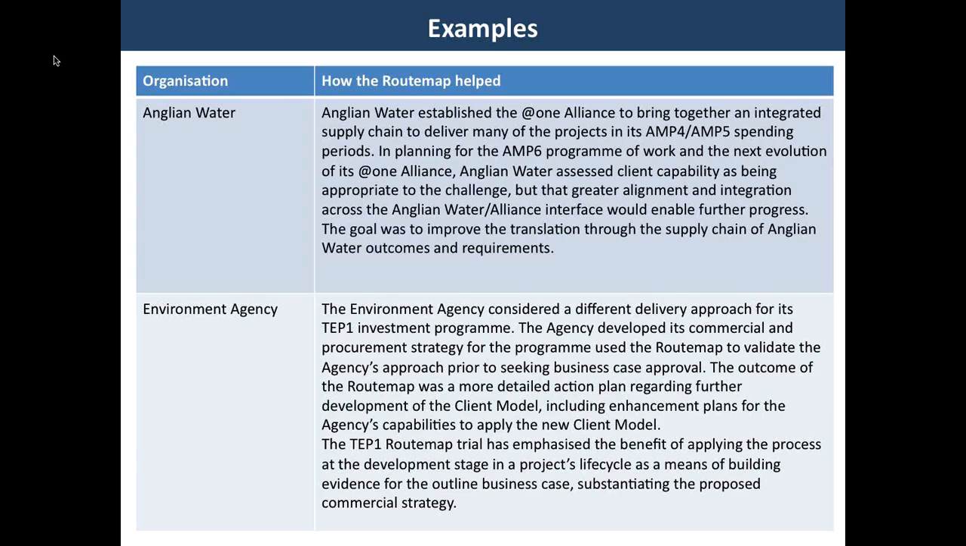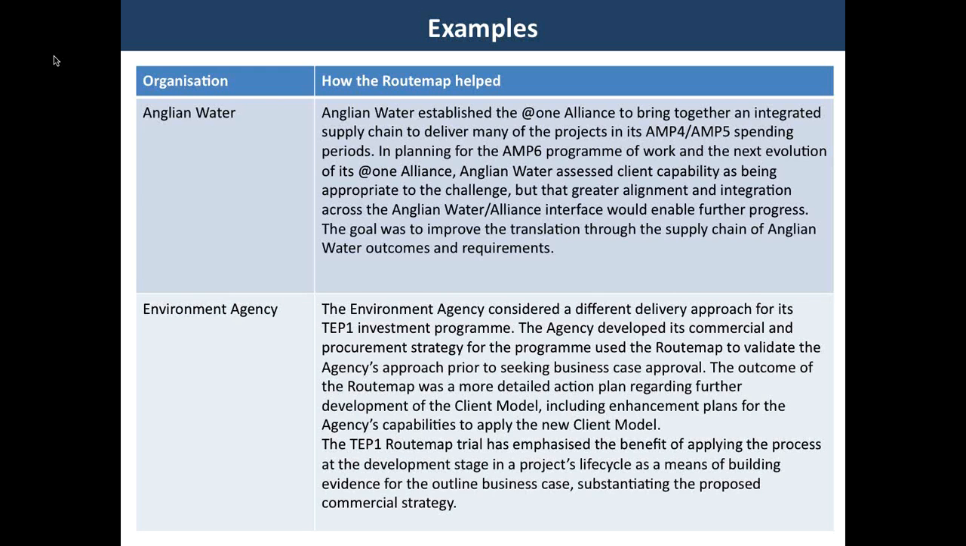The TEP 1 route map trial has emphasized the benefit of applying the process at the development stage, embedding that value early in a project's life cycle, and this has meant building evidence for the outlined business case and substantiating the proposed commercial strategy.